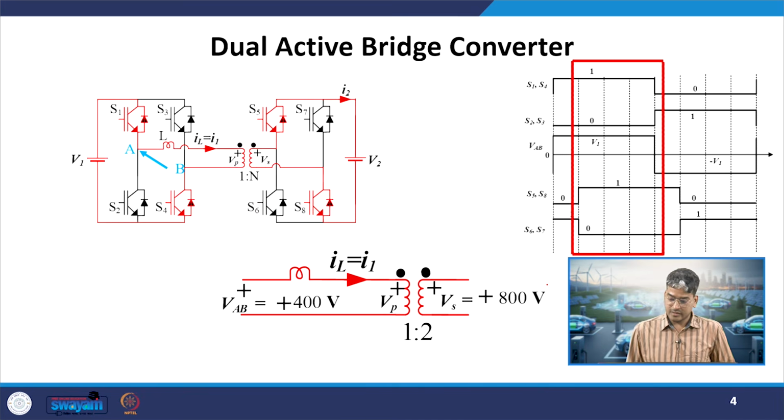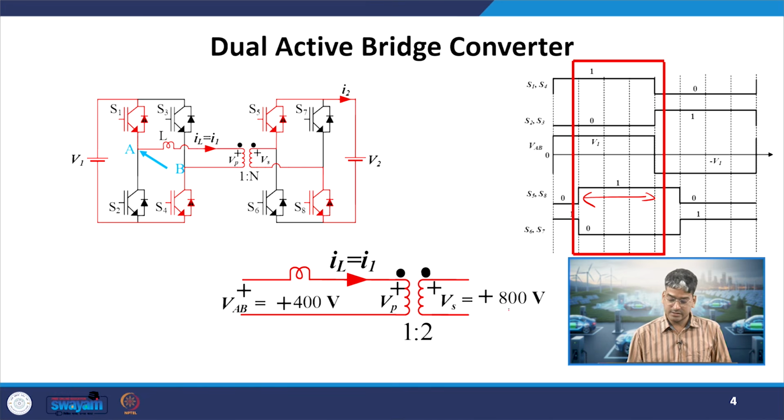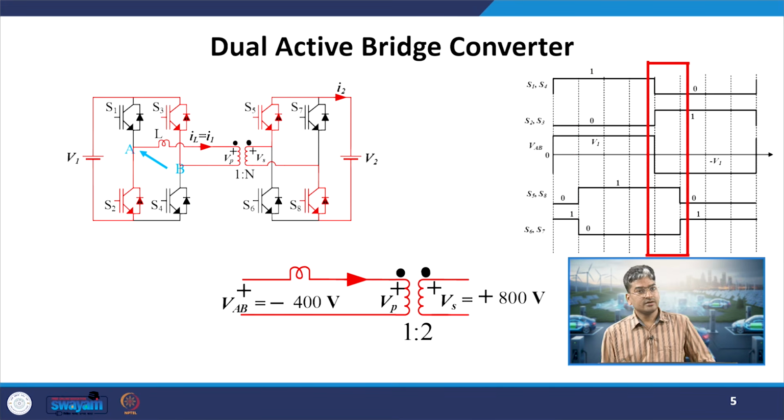Then for the second combination, S1 and S4 are still on the primary side, but we have shifted the pulses from S6 and S7 to S5 and S8 on the secondary side. This is true for the next 3 divisions. So for these 3 divisions, on the primary side plus 400 is generated while S1 and S4 are on, and on the secondary side plus 800 is generated because S5 and S8 are on, and it is valid for the 3 divisions.